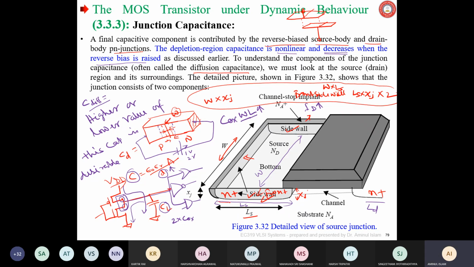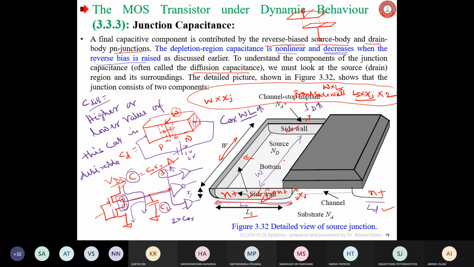This length, as you see, is LS. Source side we are doing, so we have put LS. Right side will give LD, drain side. So we are talking about LS, source side, because it is symmetrical. So LS, and the junction depth, this is called junction depth, it is XJ. So area will be LS into XJ. This is for the front side wall. For the back side it will be the same, so we have multiplied by 2.